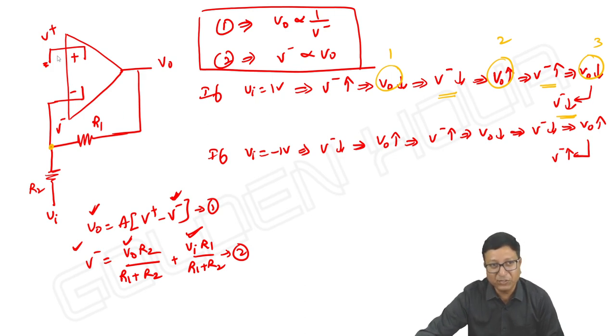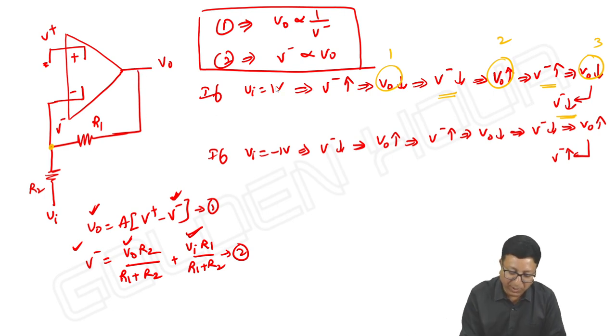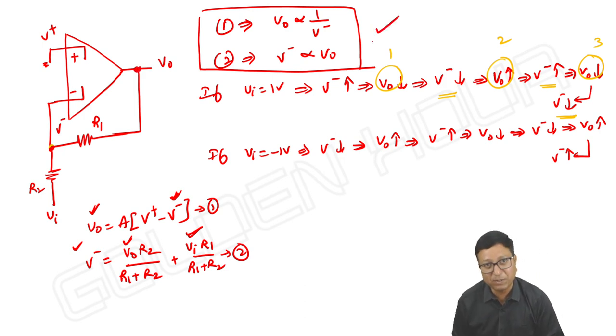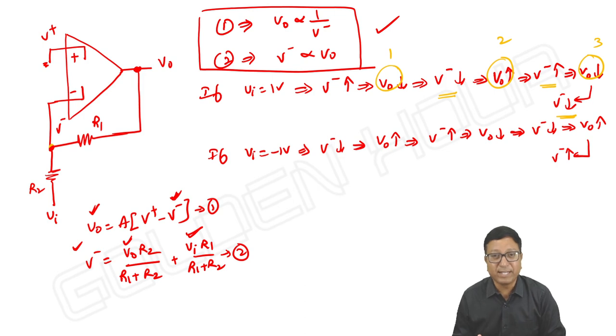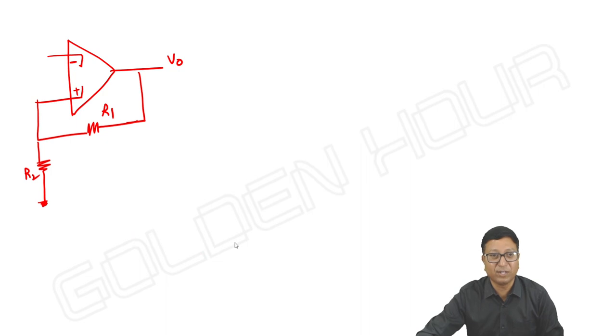My concern is you may apply input at the non-inverting or inverting terminals, doesn't matter. And the input may be positive or negative, doesn't matter. When there is a connection from output to inverting terminal, then this is the thing. Output is inversely proportional to V minus and V minus is proportional to output. This makes the output and V minus neither increase nor decrease. That is the interesting observation.